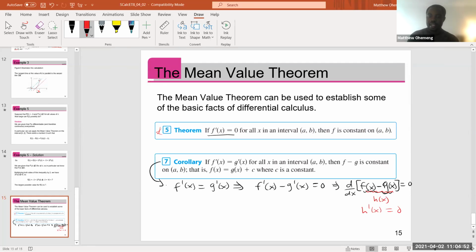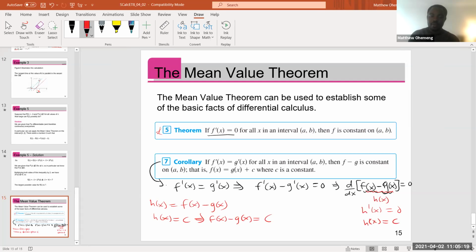So what this is saying is, if the derivative h prime of x is 0, then h of x is a constant. So let's say c is the constant. But what is h of x? We decided to name this h of x. H of x is f of x minus g of x. So if h of x is equal to c, then what you're trying to say is f of x minus g of x is equal to c.